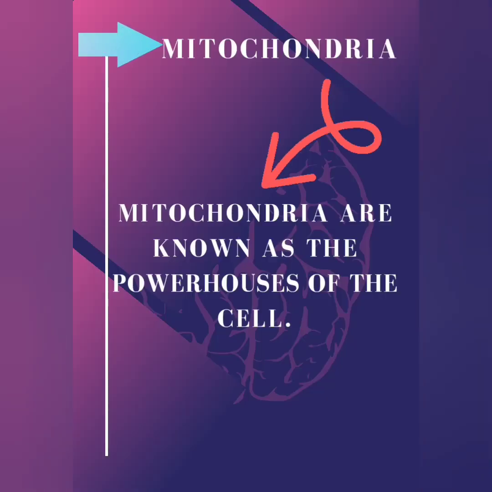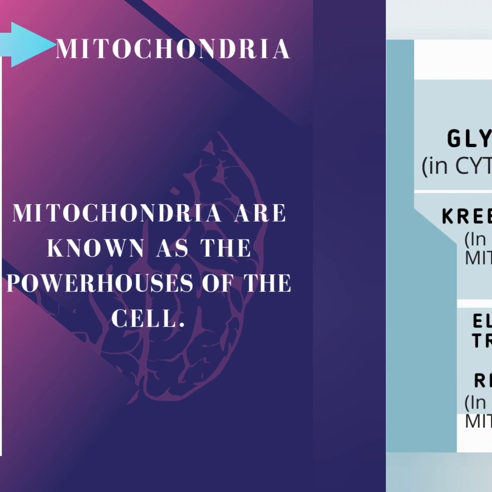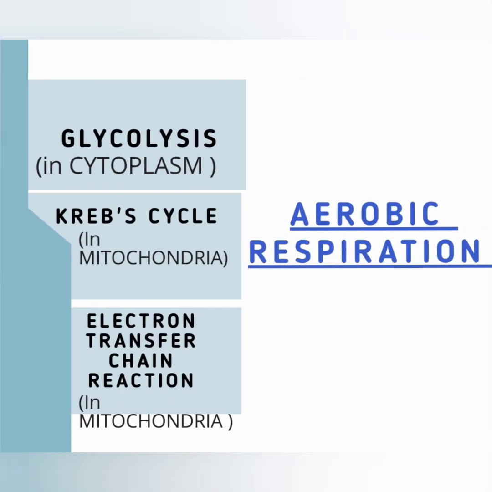Mitochondria are known as the powerhouse of the cell because they are responsible for the release of energy from food, that is cellular respiration. This energy is released in the form of ATP. ATP is called the energy currency of the cell. So aerobic respiration or cellular respiration is completed in 3 steps. Number 1, glycolysis. Number 2, Krebs cycle. Number 3, electron transfer chain reaction.